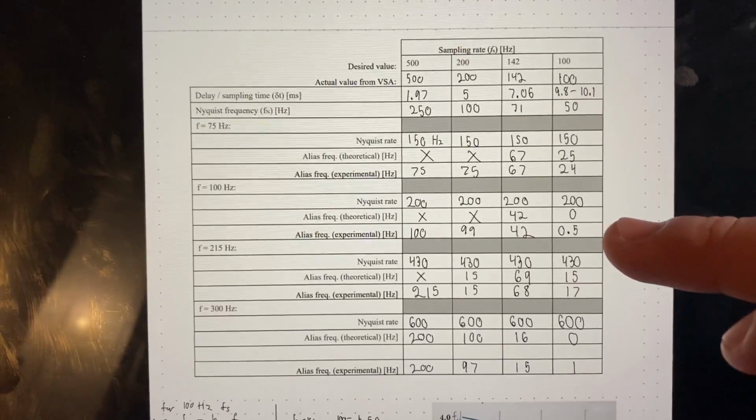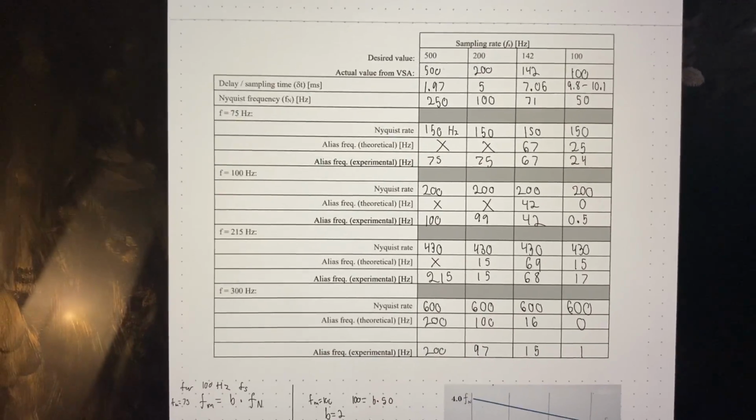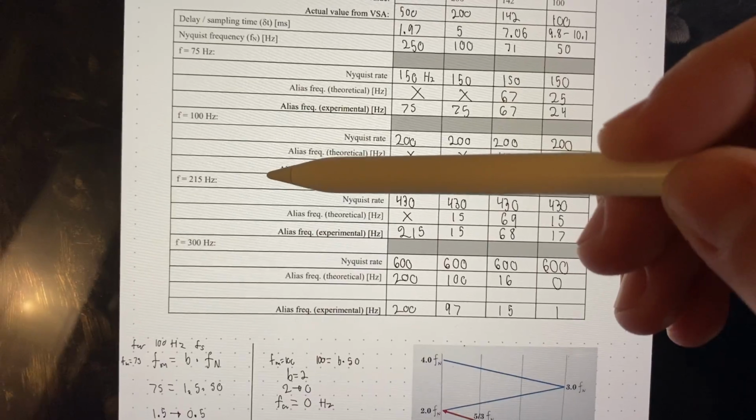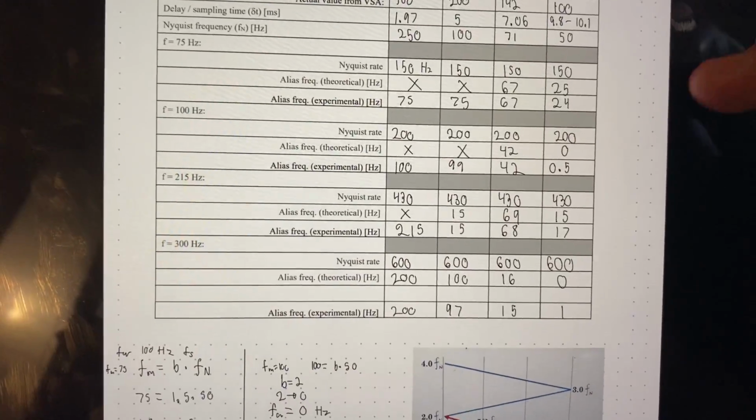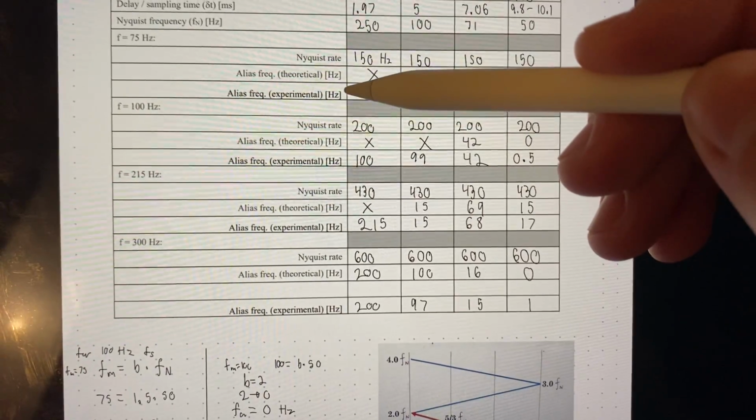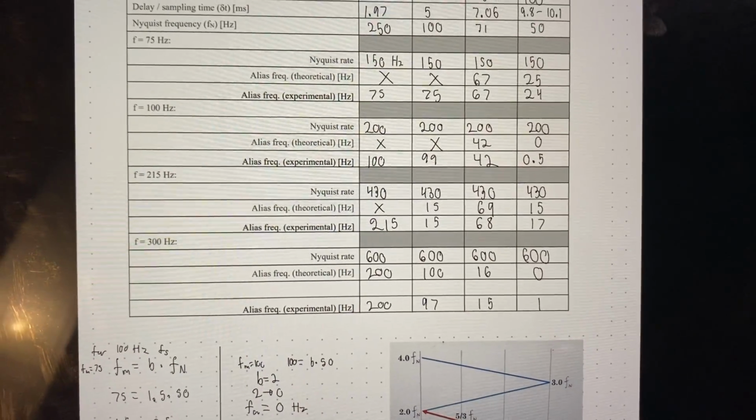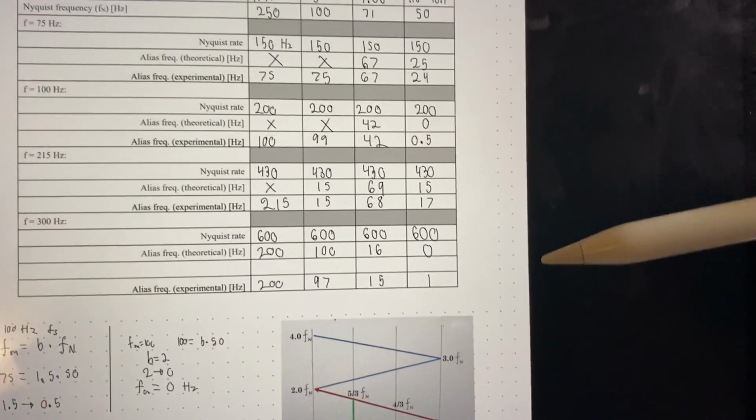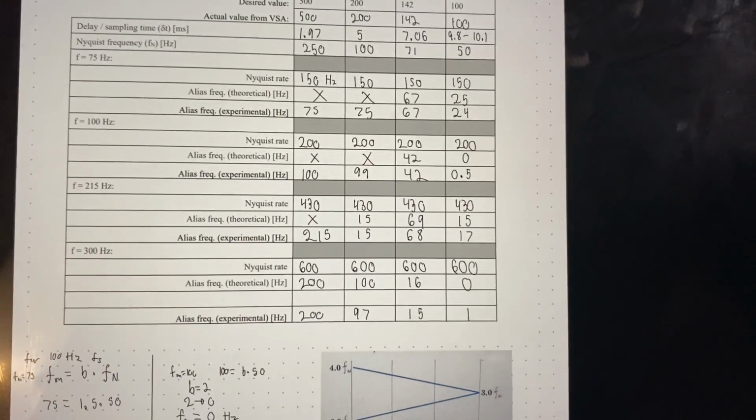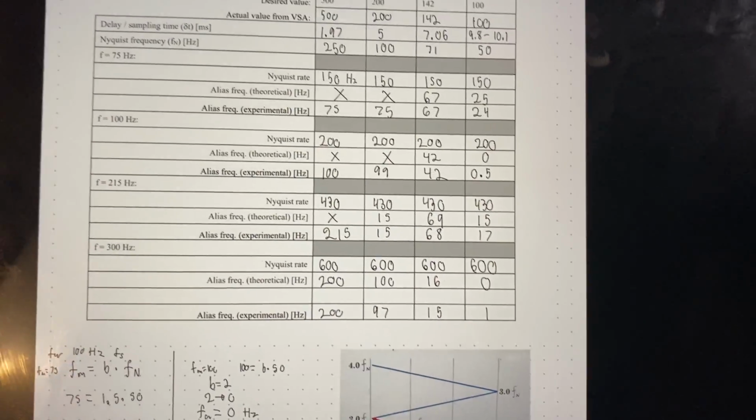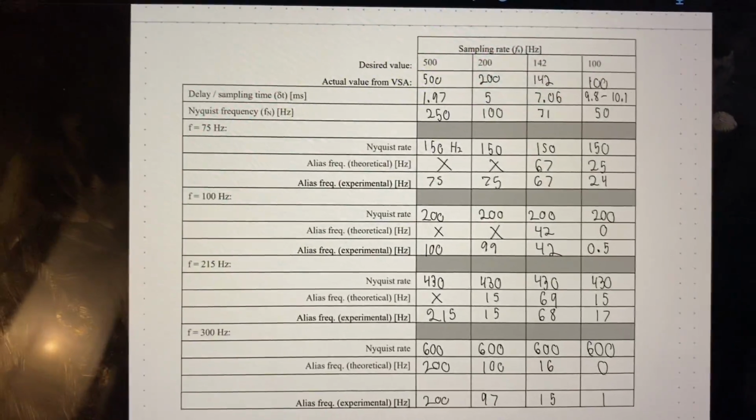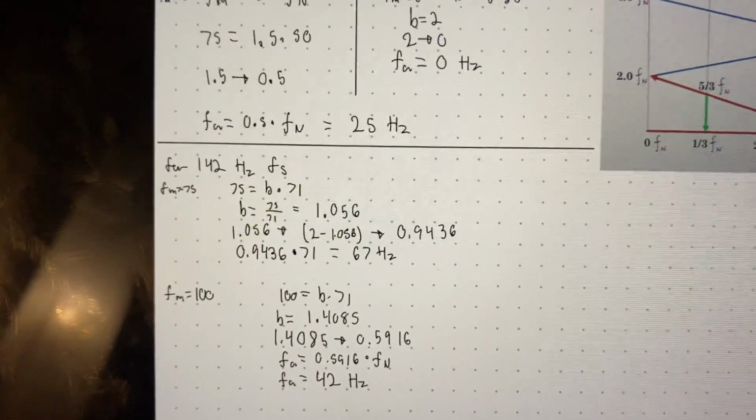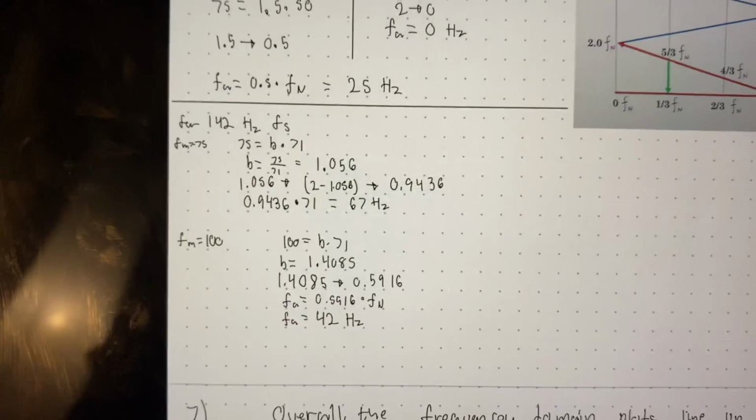So here you can see the chart or table of the sampling frequencies, the signal frequencies, and the theoretical aliasing and the measured or experimental aliasing. You can see in nearly all the cases they're very close, if not exactly right, with the largest error being 3 Hertz, which is rather close to the experimental value.